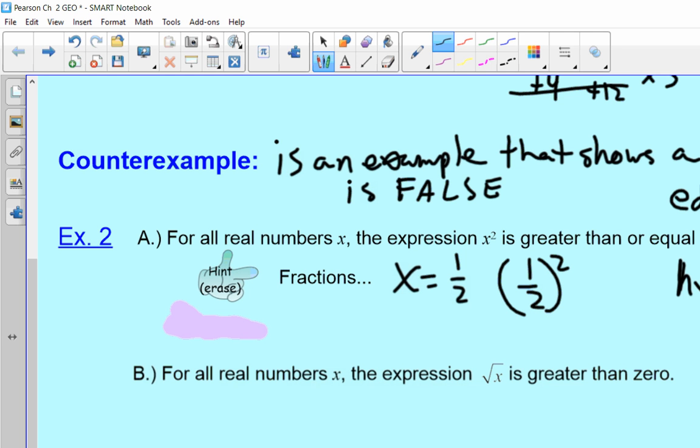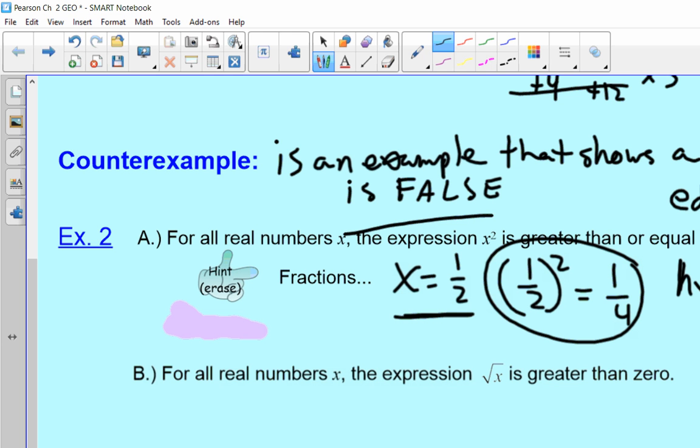When I square that, I really get 1/2 times 1/2. Well, that equals 1/4. So is my x squared greater than or equal to what I started with? And it's not. 1/4 is smaller than 1/2. So that's a counterexample. We found something to disprove that statement that they gave me to start with.